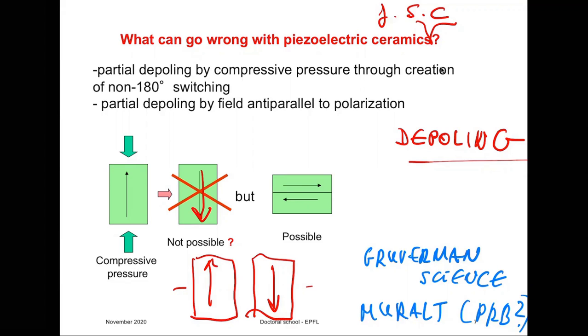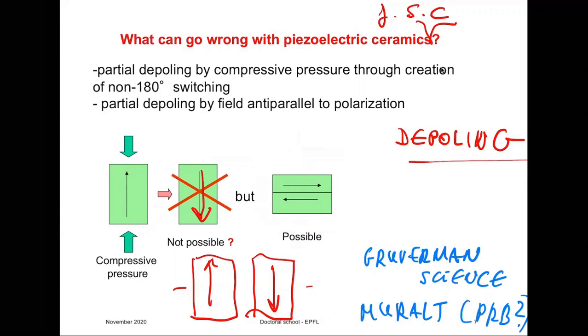What is possible in any case is to switch by 90 degrees if symmetry allows for this. And this happens very often, that you depolarize ceramics. So that ceramics, if you switch from this to this, would be depolarized from the original direction. This happens all the time with ceramics, that by application of stress, you will depolarize it. So you have to be very careful about that.